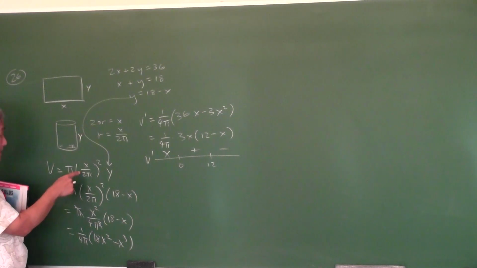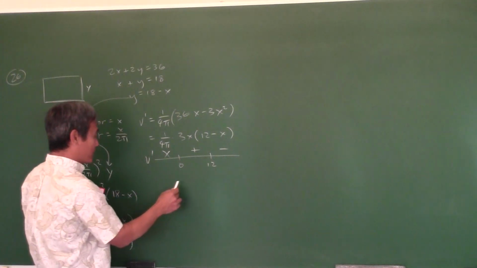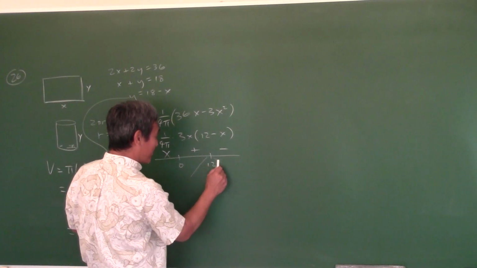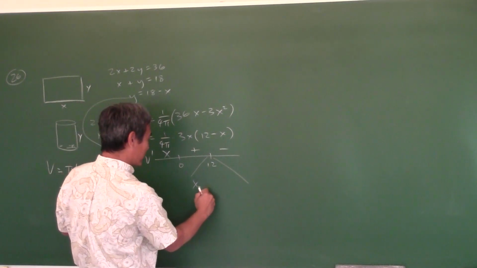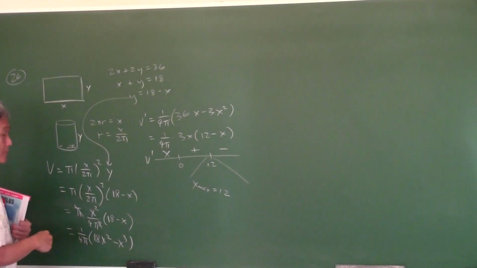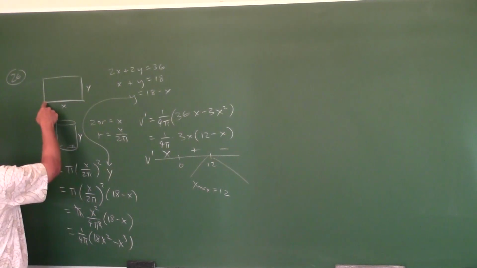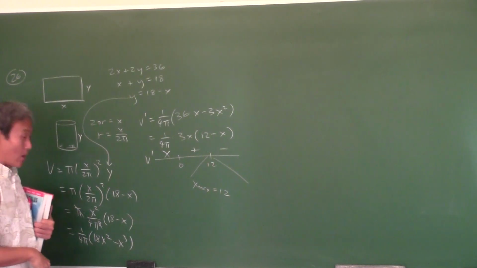Yeah, so the radius is x over 2 pi. So volume is increasing, volume is decreasing, so the maximum volume occurs at 12. So x max is 12. So if you want the volume of the cylinder to be as big as possible, then you would make this 12. X should be 12. And then answer the question.